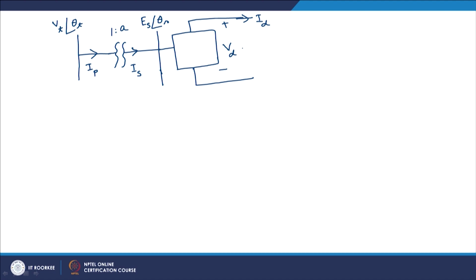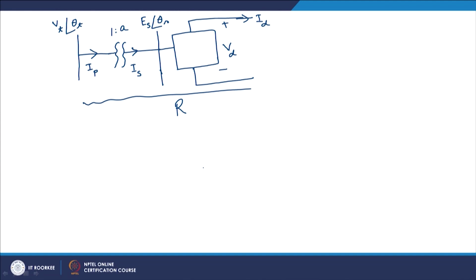Please note that in an HVDC link, this arrangement is present at both ends. If this is the rectifier side, identically the same arrangement is also present on the inverter side. So, if we discuss one particular terminal in detail, that discussion automatically extends to the other terminal.